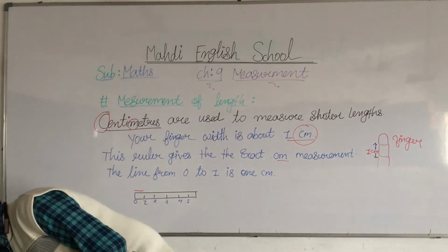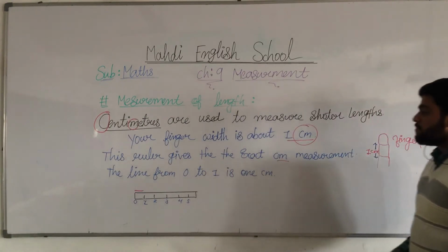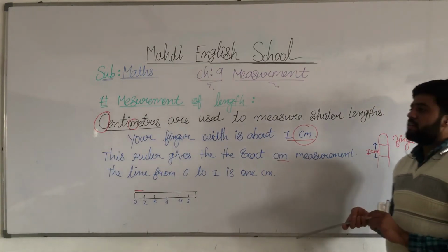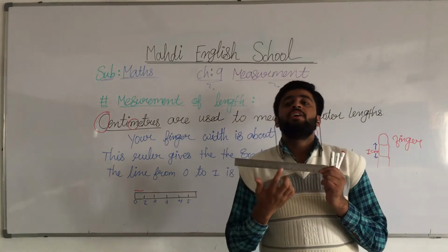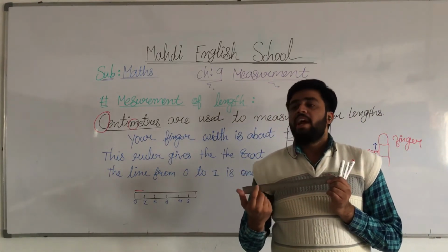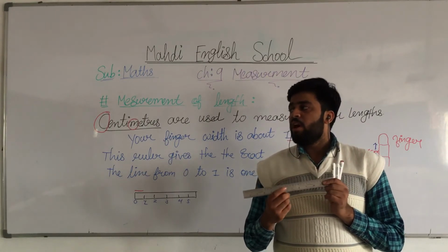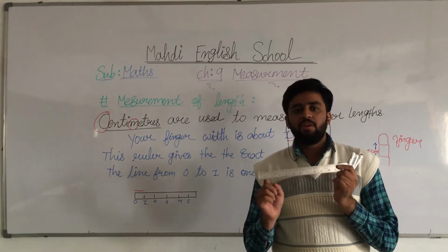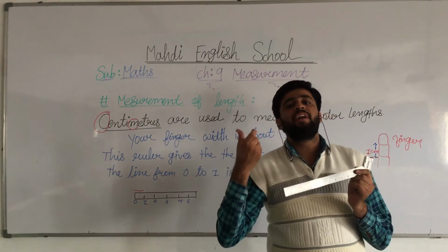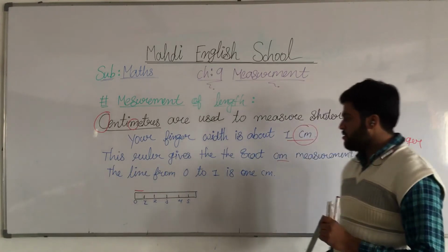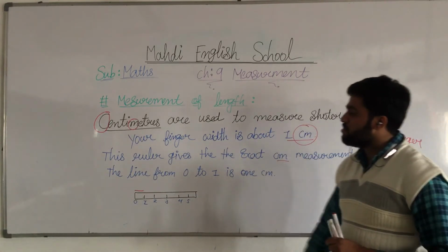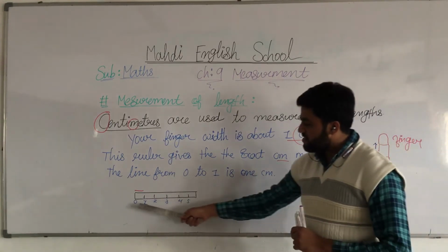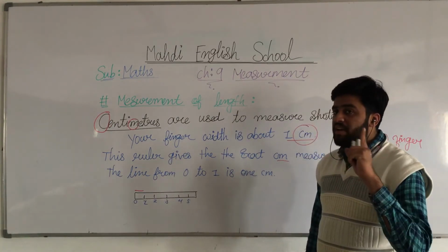See, I will give you a demo here, my dear students. The ruler gives the exact centimeter measure. It means this ruler scale is a centimeter measurement. See, this is 0 to 1 or 1 to 2. It's properly 1 centimeter. Understood what I am telling you, my dear students? The line from 0 to 1 is 1 centimeter. See, 0 to 1 is how many centimeters?